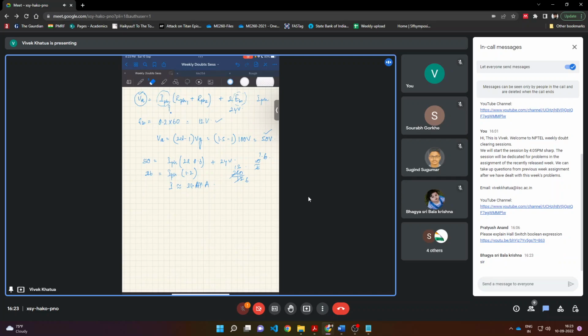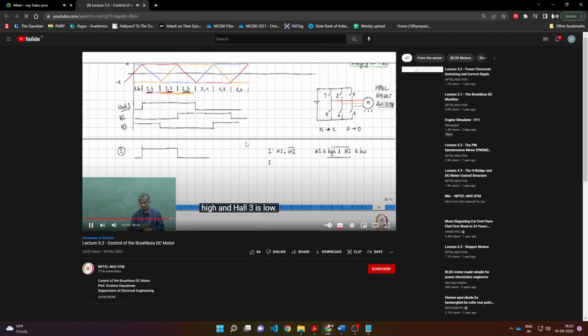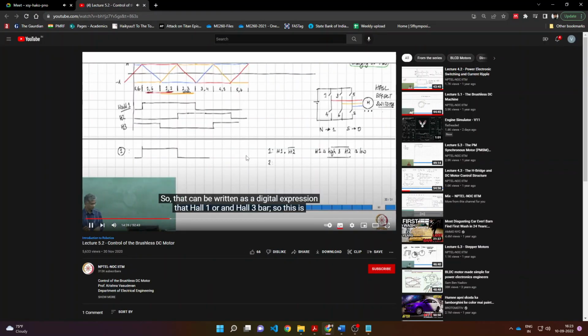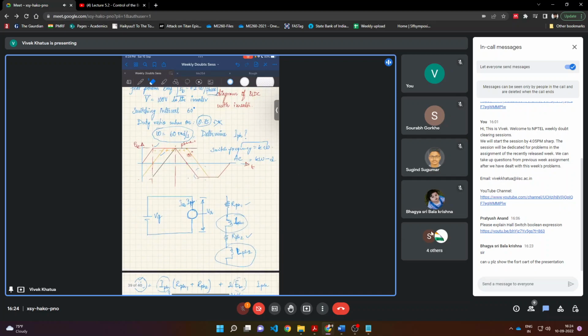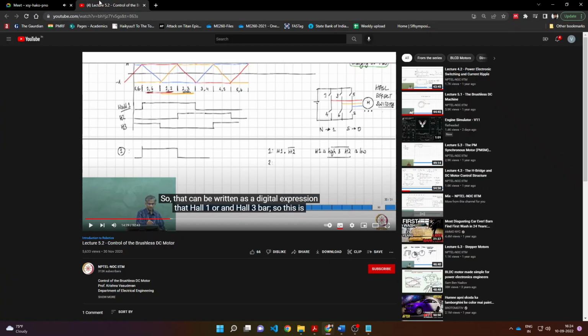Please explain all switch Boolean expression. Okay, let me check the video. And Hall 3 is low, right? So that can be written as a digital expression. Yeah, that operation, I think it depends on your waveform. Let me just take the same waveform so that I can explain.